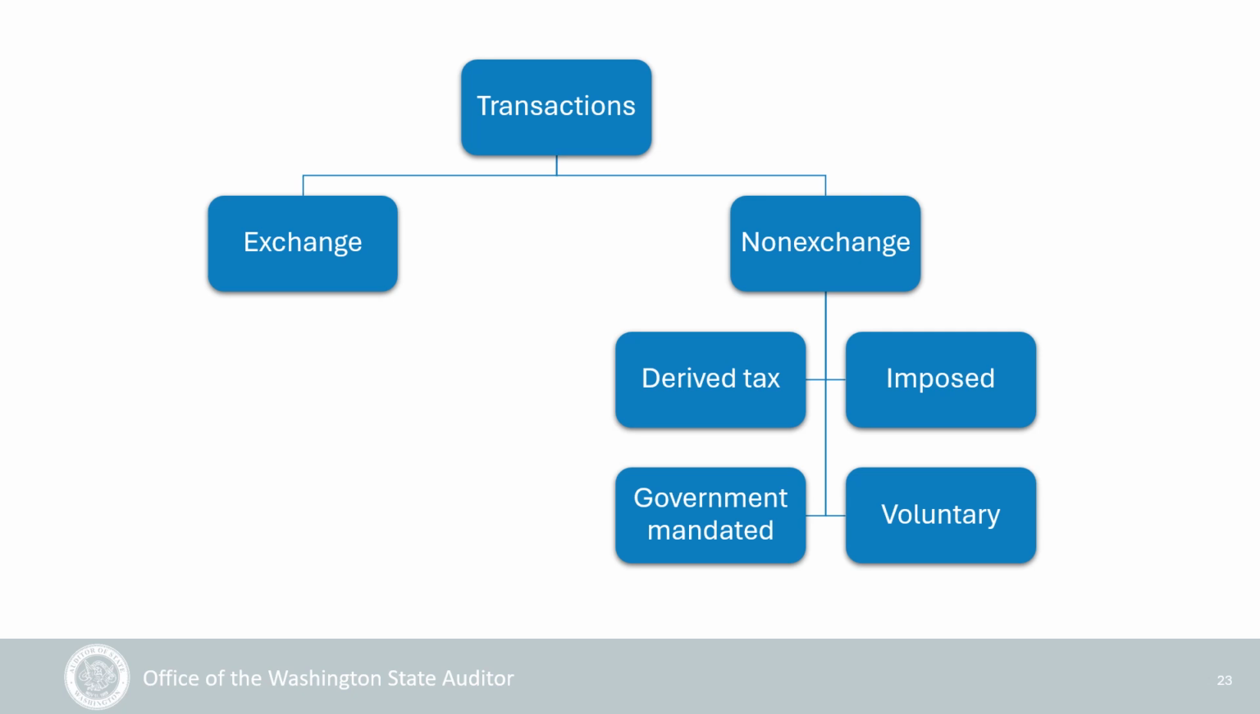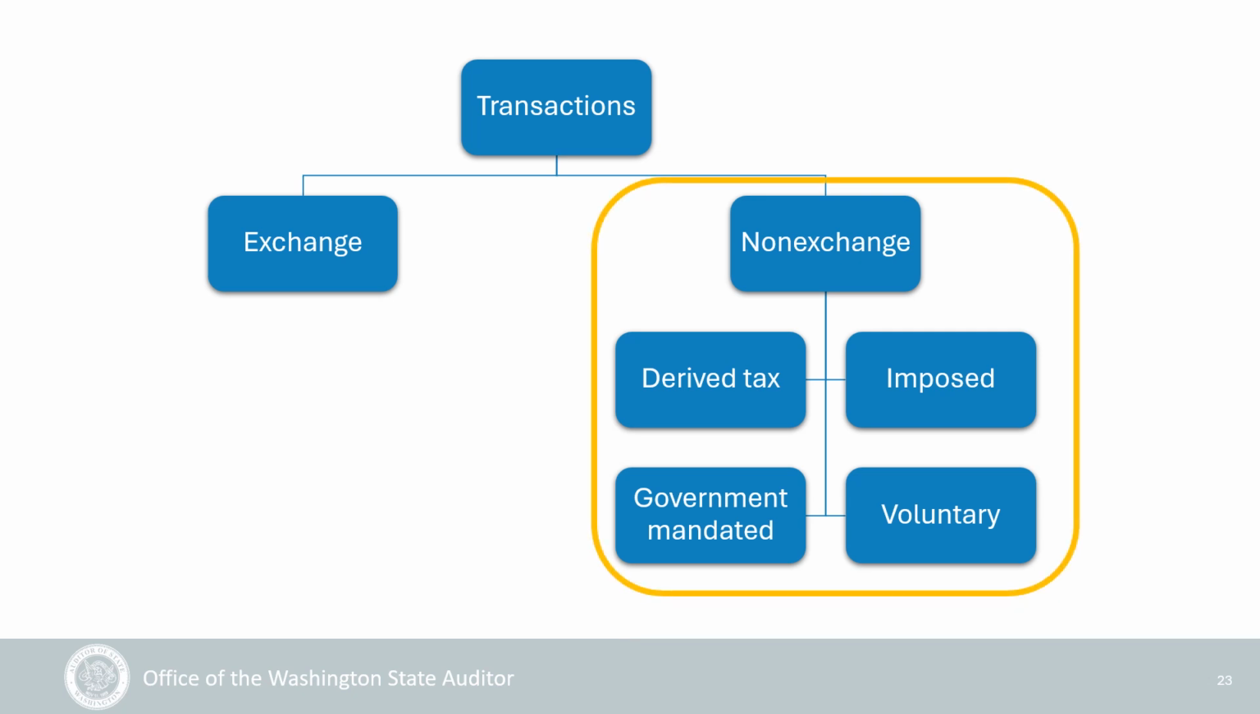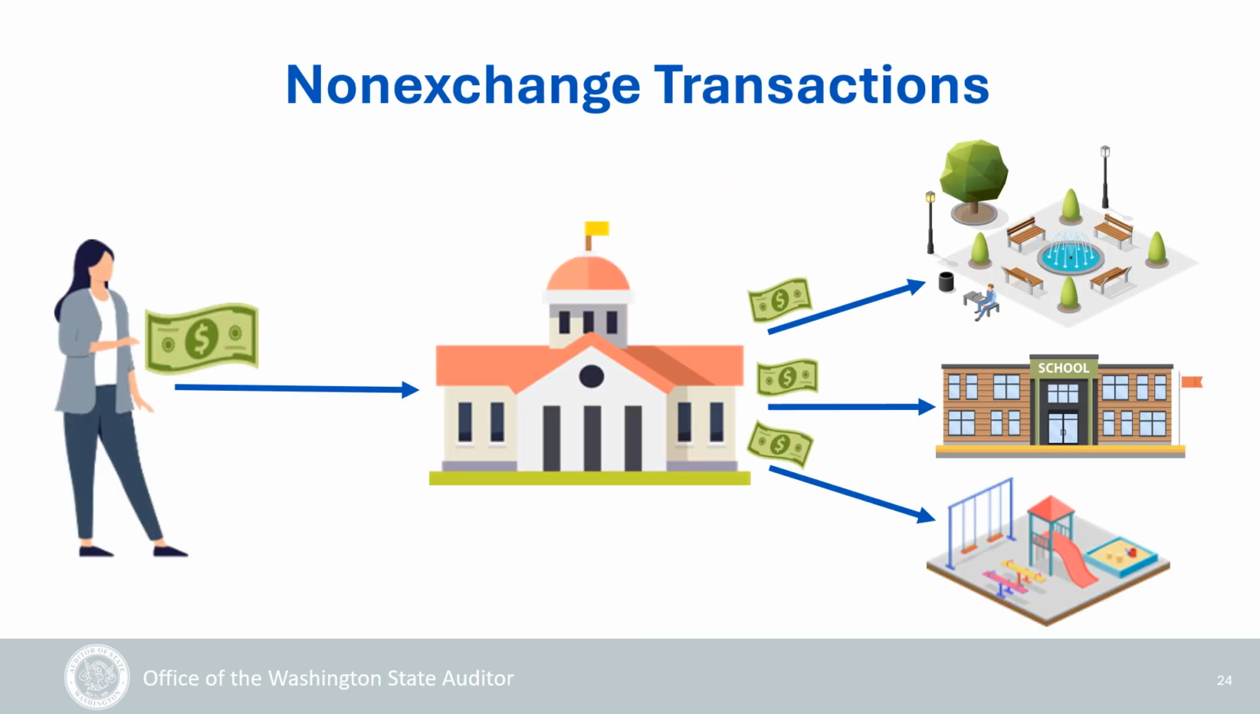Governments are unique. They're not in the business to make a profit. They're here to provide public services that can't or are not provided through private businesses. Think of potholes in the roads. Governments fix those without directly charging a specific citizen. They're providing a service without directly receiving something in exchange. So let's take a closer look at those non-exchange transactions.